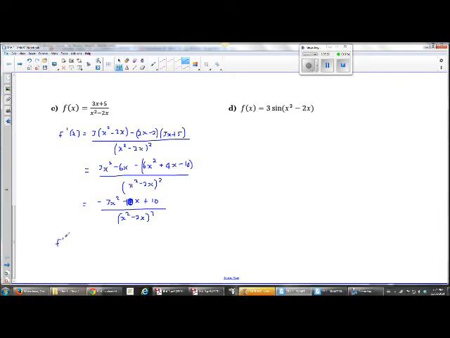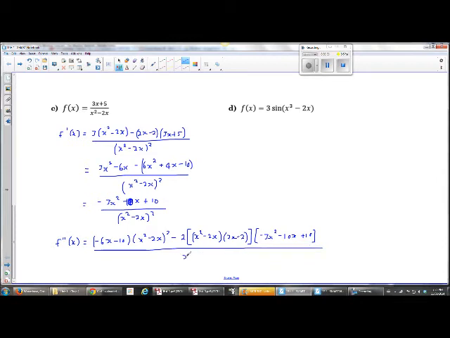So here is the second derivative: derivative of the top, negative 6x minus 10, times the bottom, x squared minus 2x all squared, minus the derivative of the bottom, here we got the chain rule, 2 times x squared minus 2x, times the inside, 2x minus 2, times the top, which is negative 3x squared minus 10x plus 10, all over x squared minus 2x squared squared.